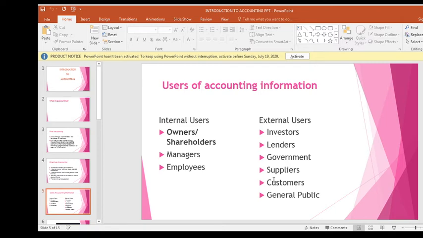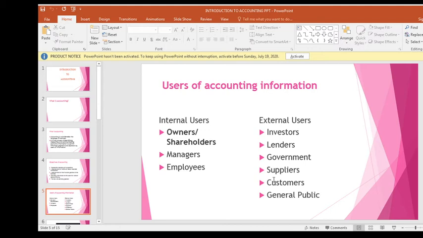We have the employees, who are also internal users, and the employees are the workers in that particular organization. They are interested in knowing about the organization they are working in for job security purposes, and also to know whether to negotiate for salary increment and such like cases.